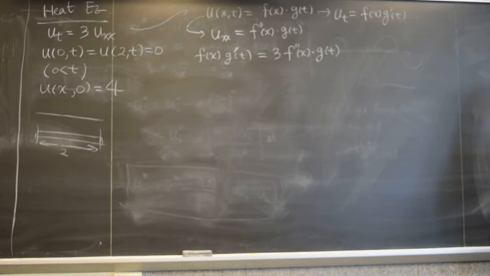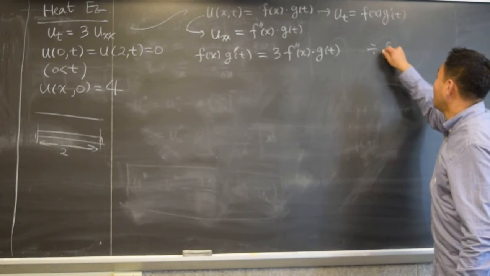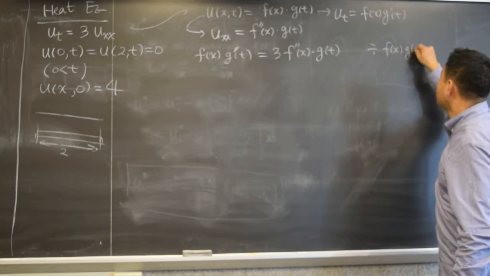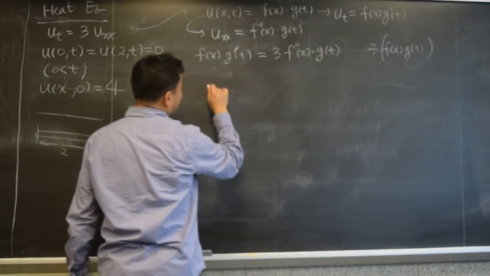And at this point, it doesn't look like we achieved much. Right. It doesn't look like we achieved much, but it will. We can draw some non-trivial conclusion once we divide both sides by f(x) times g(t). So just divide both sides by f(x) times g(t).